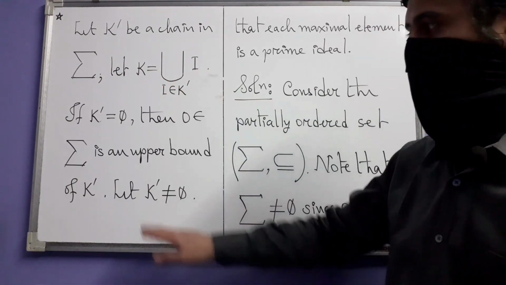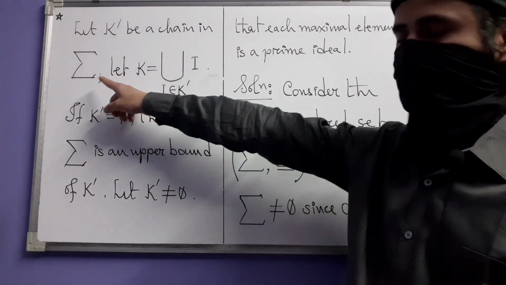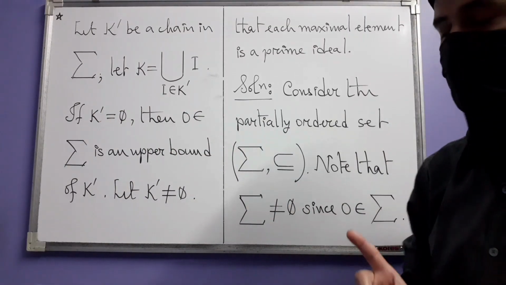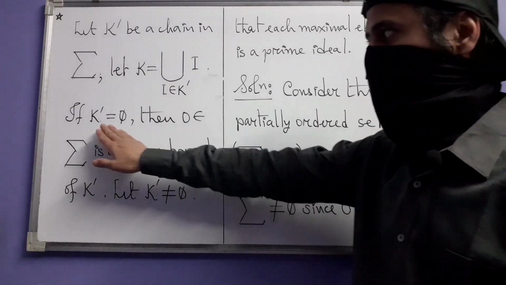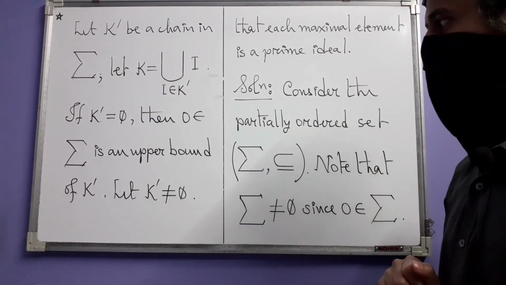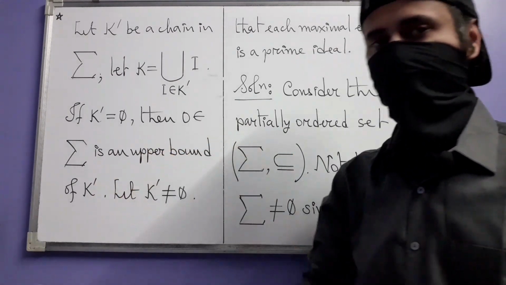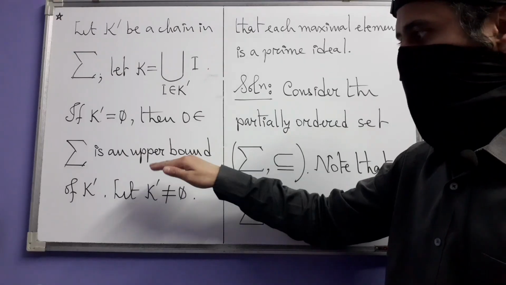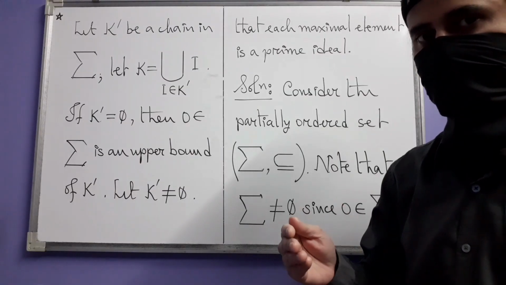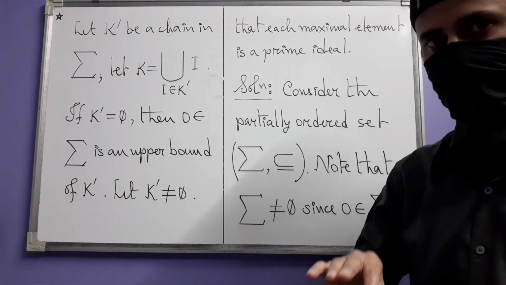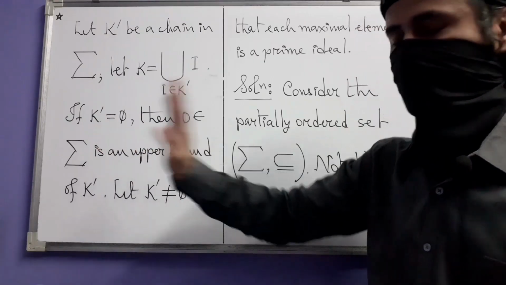To cover all the cases, we have to also include this case where K prime is empty. Note carefully that the empty set as a subset of sigma is also totally ordered. Not only is it partially ordered being a subset of sigma, but actually it's totally ordered. So that means it can happen that K prime is empty. If so, then the zero ideal, which is already an element of sigma, is an upper bound for K prime. You try to apply the definition of this being an upper bound for K prime in this case, that K prime is empty. You will see that the condition is vacuously true, but nevertheless true. So in this case, yes, K prime has an upper bound in sigma.